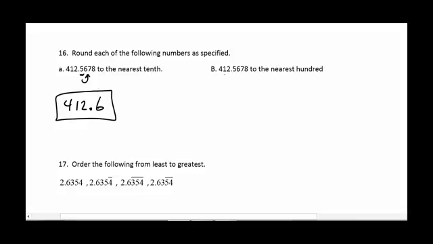Round to the nearest hundred. Okay, not hundredth, hundred. So I'm looking at the 4. Again, I want to look at the number after it, so the 1. So I'm going to round that to 400. So it's going to round down this time.